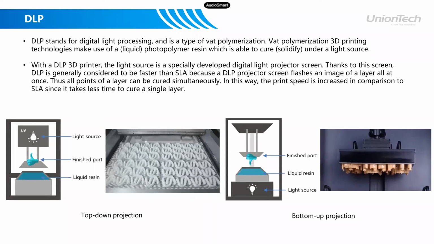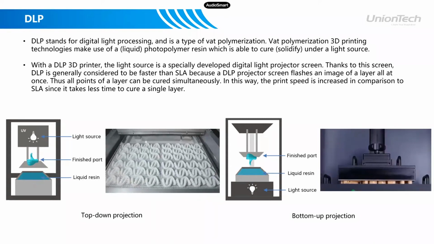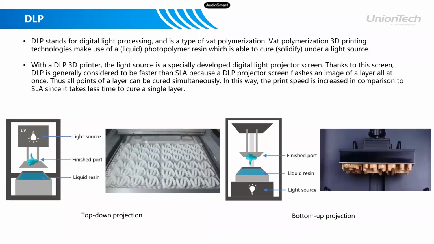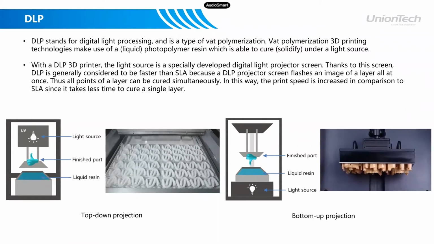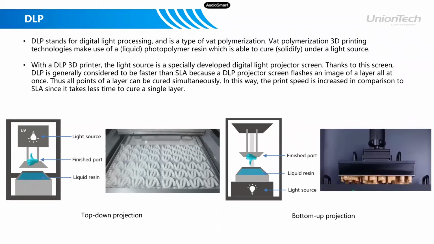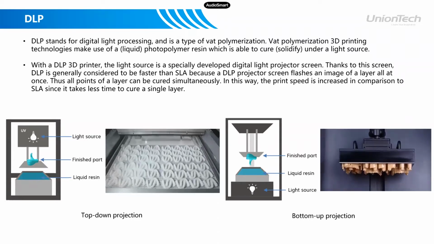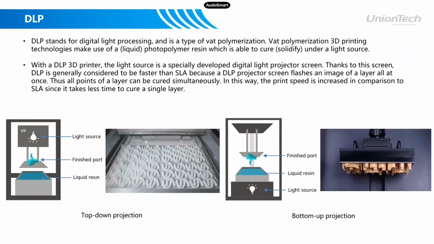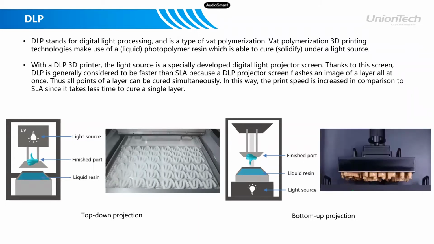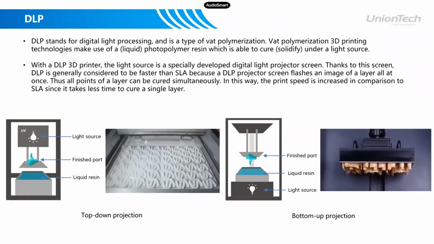On the right, you can see this is to place the light source at the bottom, and the platform is moving upwards with the printed parts upside down. And the other, as shown on the left, is to locate the light source on top, and the platform is moving downwards like an SLA.